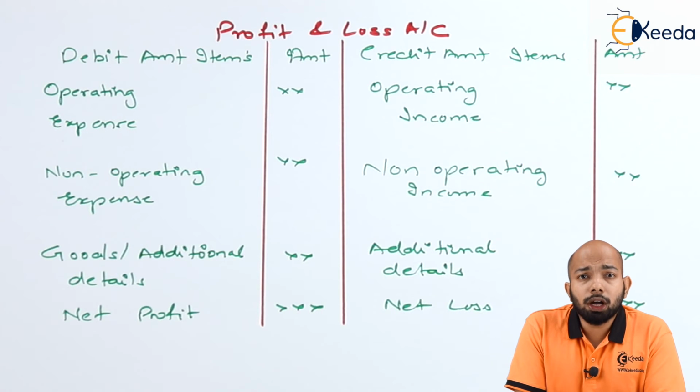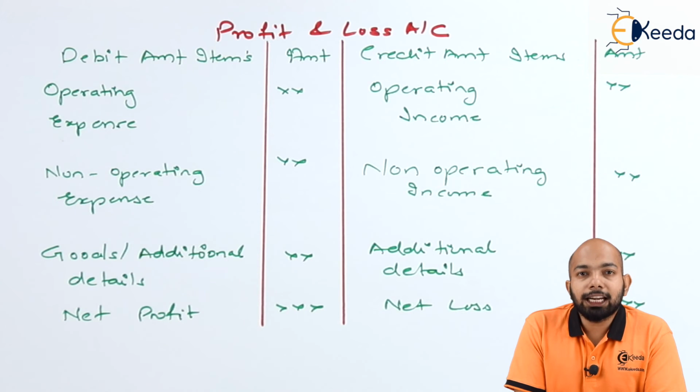So when we talk about any kind of profit and loss account, we either have net profit or net loss. If the credit side of this specific pro forma is on the higher side as compared to the debit side, that means you have net profit. Vice versa, if the debit side is on the higher side as compared to the credit side, you have net loss.